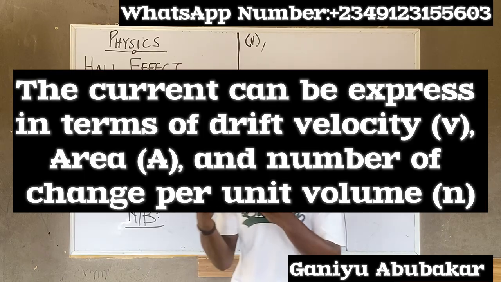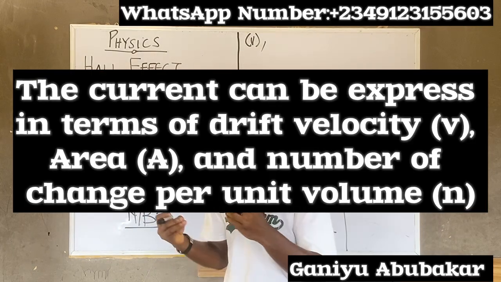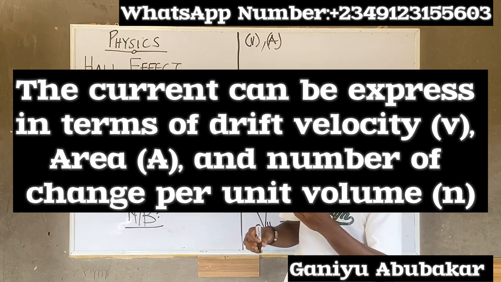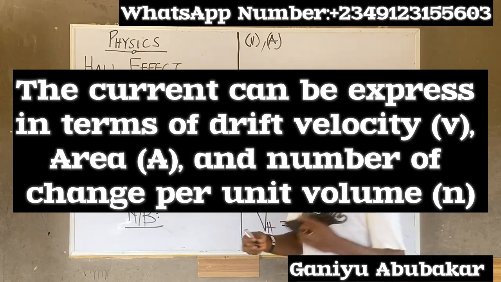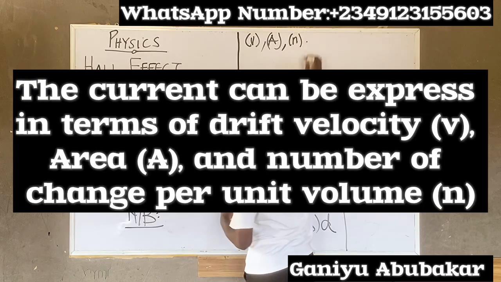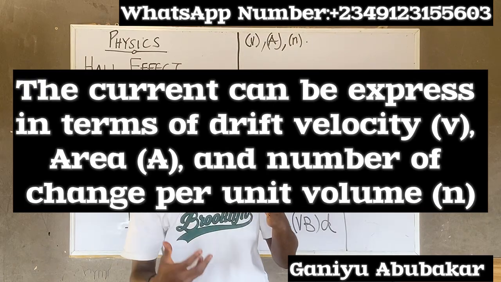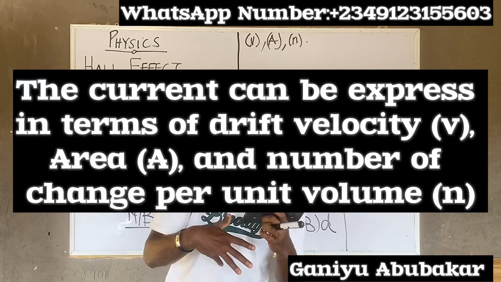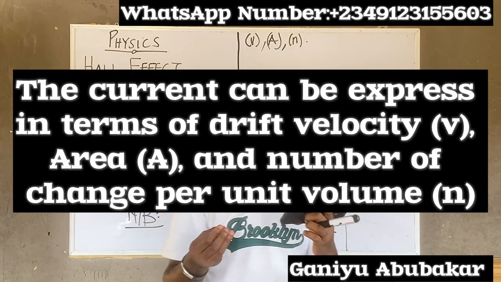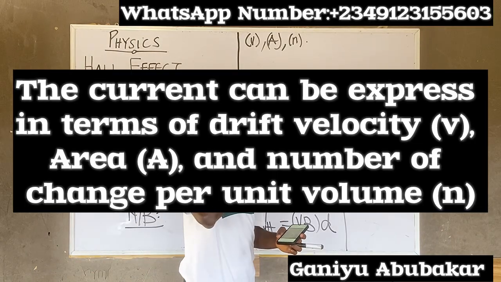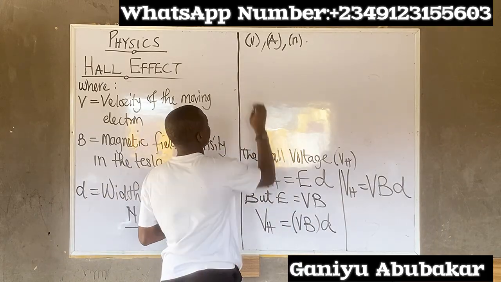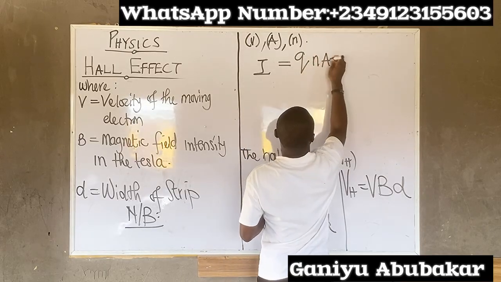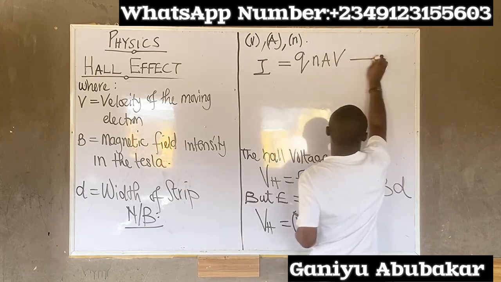I said the current can be expressed in terms of drift velocity, V, area, A, and number of charge per unit volume, N. All right, so from here I can say that I is equal to QNAV. I'll call this one equation 4.